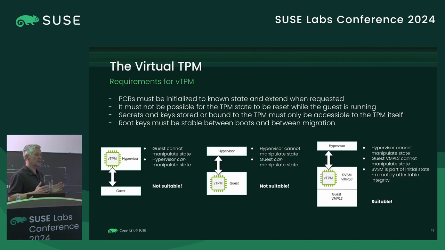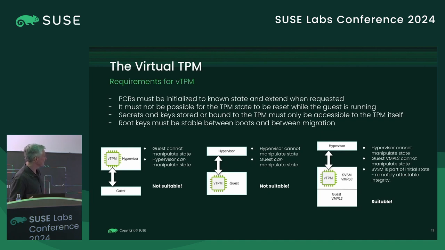It needs to be able to have some sort of way to persistently keep a key safe over reboots and potentially even migrating to another server platform. So let's look at where we can implement this. We could try putting it in the hypervisor, so emulating a TPM in the hypervisor, but that's no good because the hypervisor can reset the state of that TPM at a minimum. And we don't want the hypervisor in our trusted computing base with these confidential virtual machines.